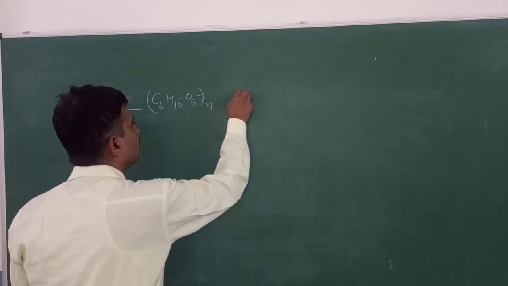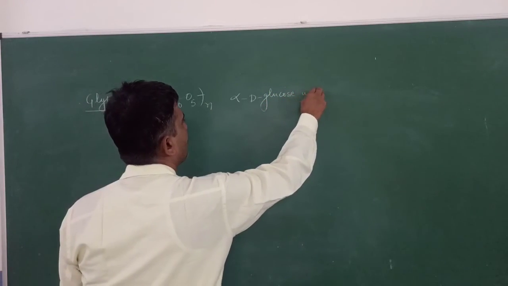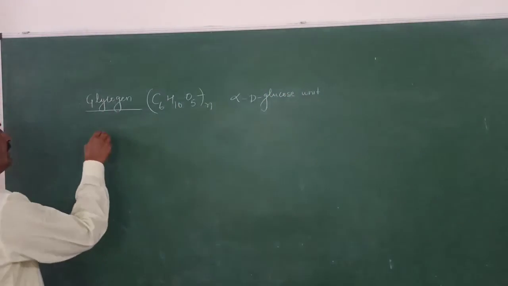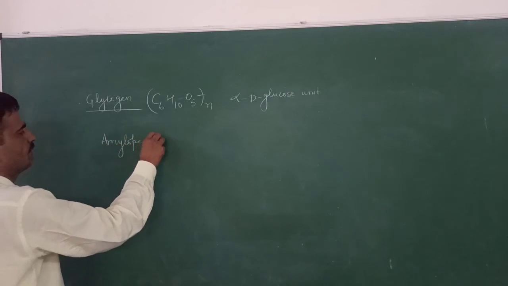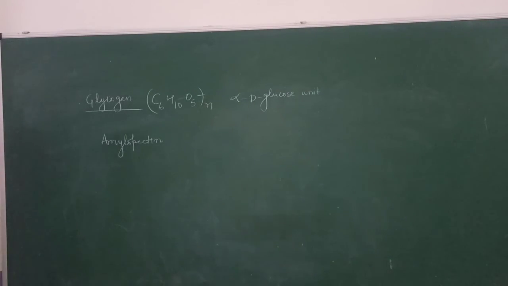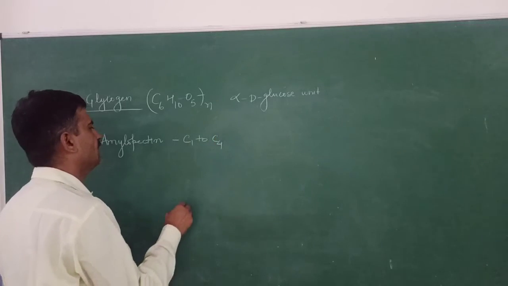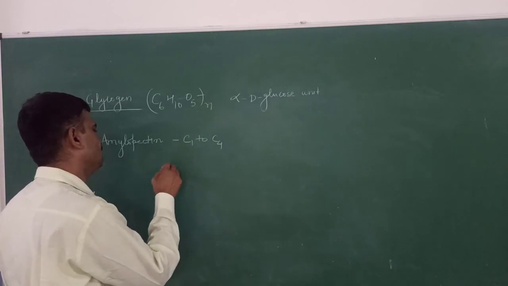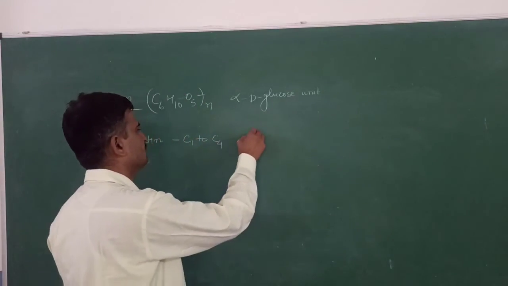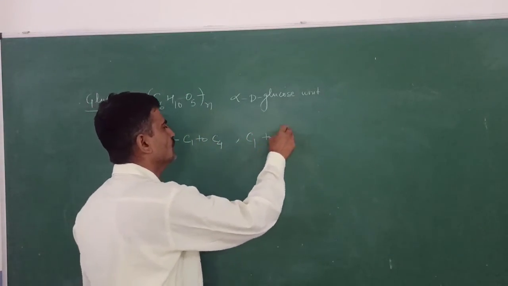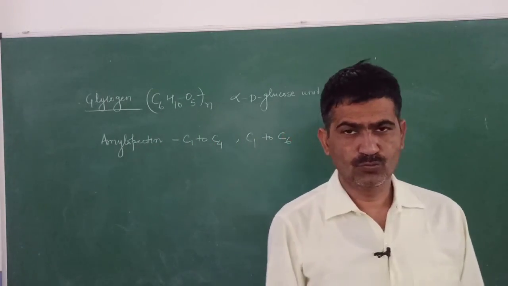This is made up of alpha D glucose units, and its structure is similar to the amylopectin part of the starch, and this has the common C1-C4 glycosidic linkage, found in the linear chain, and these also possess the C1-C6 glycosidic linkage.